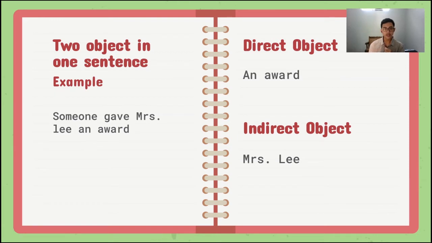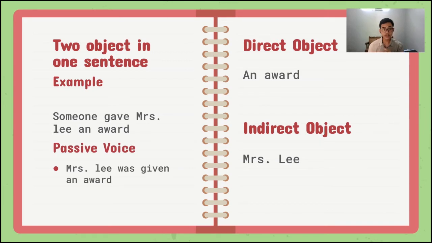From one active voice, we can form two forms of passive voice. The first form is if we use the indirect object as the subject. It becomes "Mrs. Lee was given an award." The second one is when the direct object becomes the subject. The passive voice sentence becomes "An award was given to Mrs. Lee."